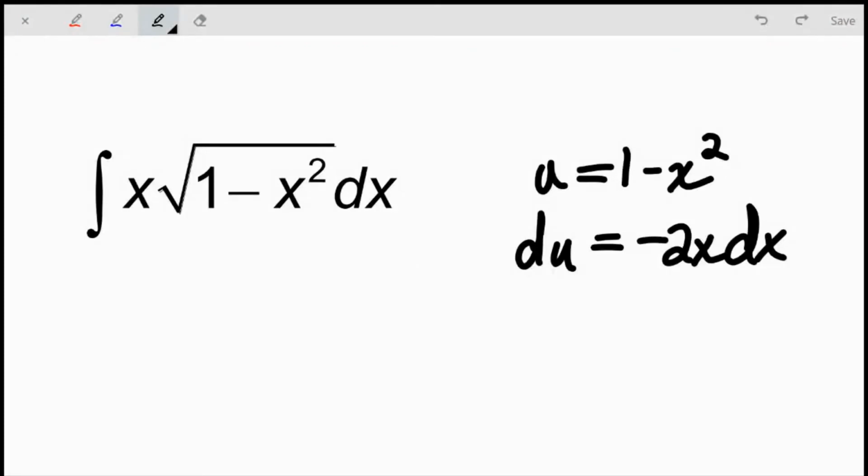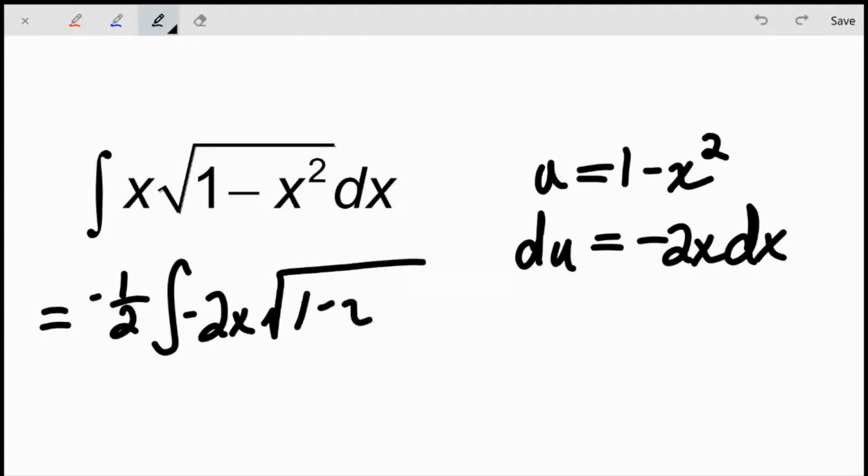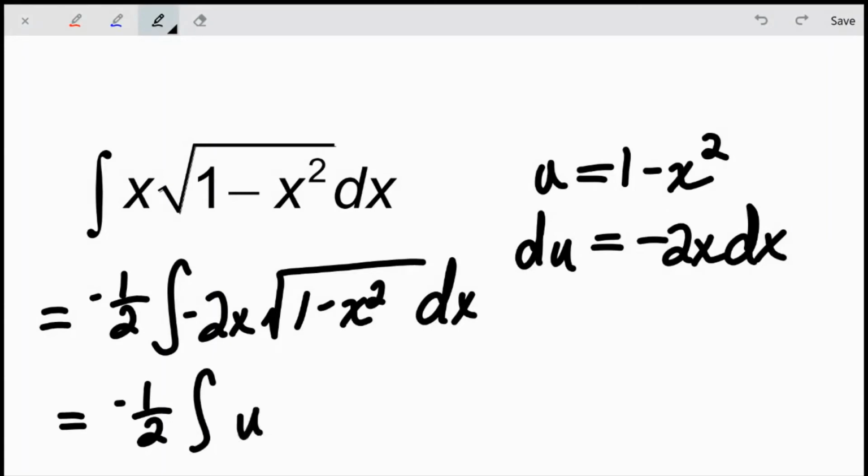Okay, so that means this integral can be rewritten. I'm going to need a negative 2 on the inside, so I'm going to rewrite this integral so that I can do my substitution. And now when I do my substitution, I've got negative 1/2 times the integral. This becomes u to the 1/2 du.